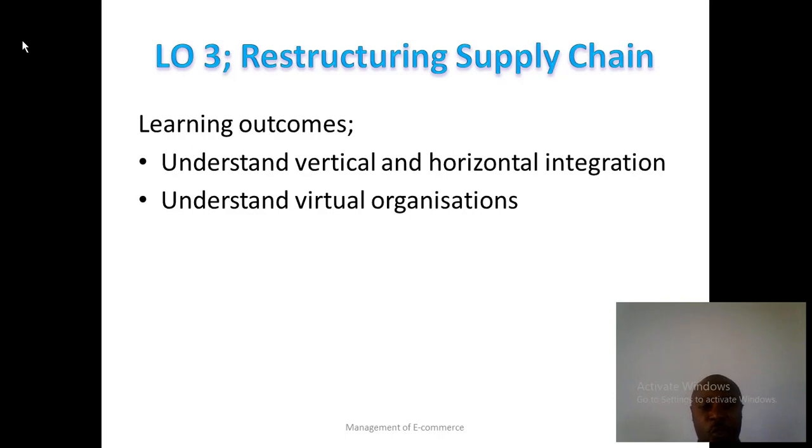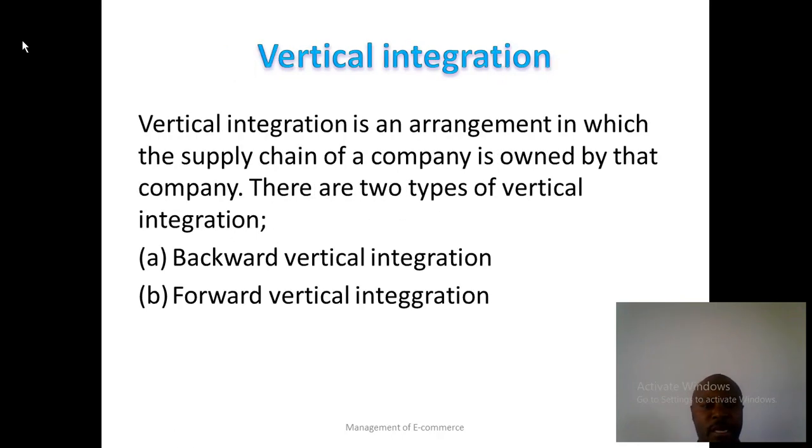Vertical integration is an arrangement in which the supply chain of a company is owned by that company. There are two types of vertical integration. We have got backward and forward vertical integration. Backward integration, this is whereby the organization takes ownership of the supplier of raw materials. For example, let's say an organization like Botswana Meat Commission takes ownership of farms which produce beef. That is backward integration. The advantage of backward integration is that the company will control the supply of raw materials.